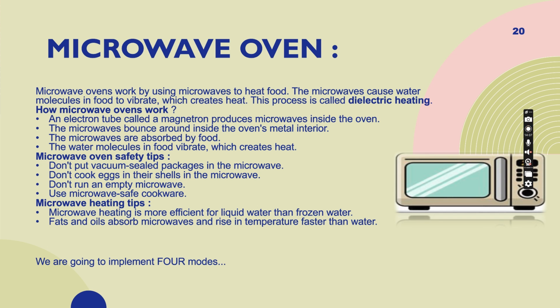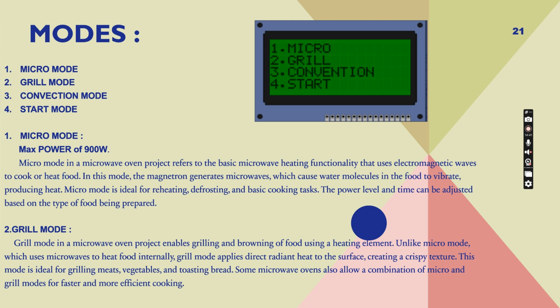In this project we are going to implement 4 modes: micro mode, grill mode, convection mode and start mode. There are CLCD displays. First is micro mode, second is grill mode, third is convection mode, and fourth is start mode. So first is micro mode, which displays on the CLCD a max power of 900 watts.